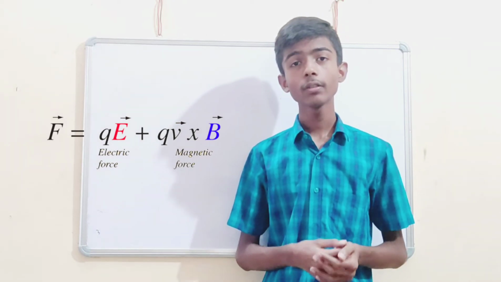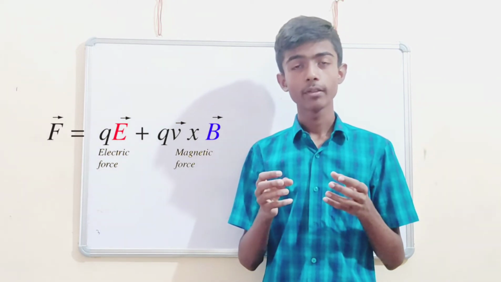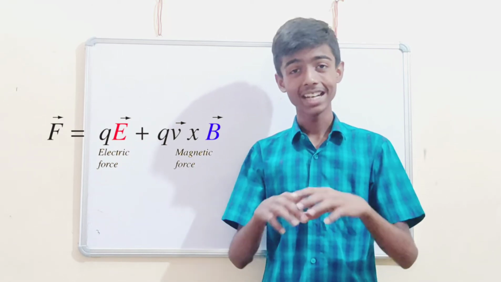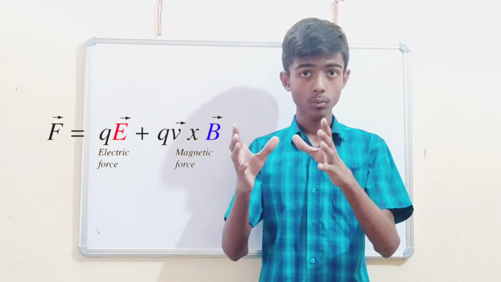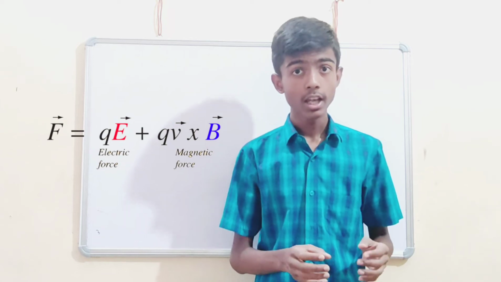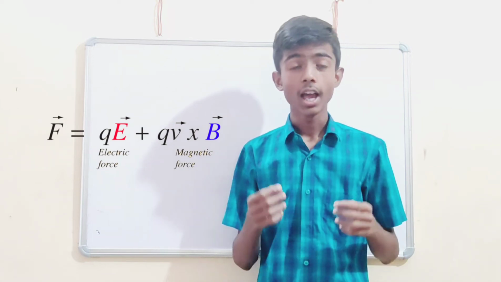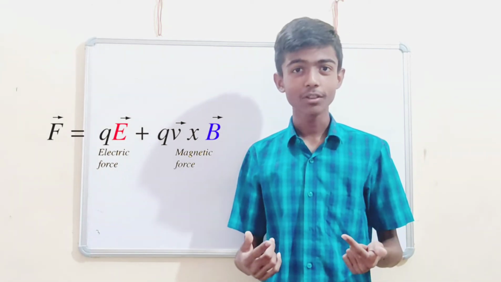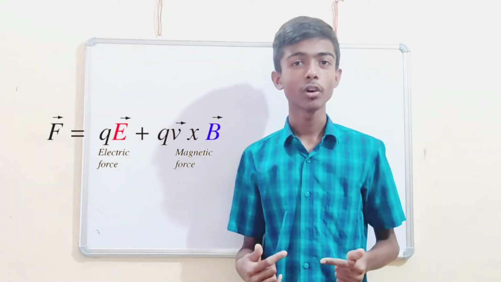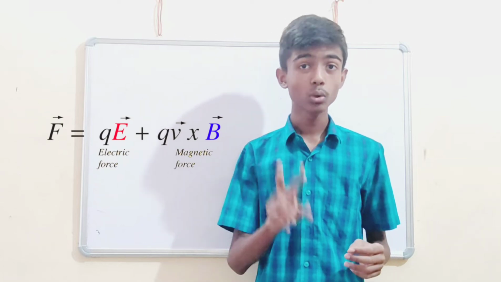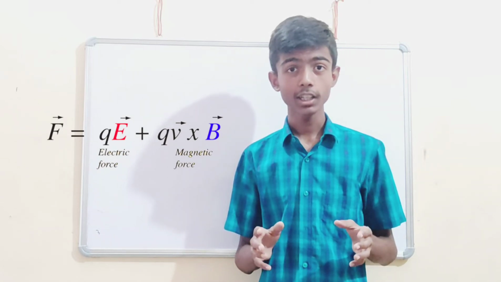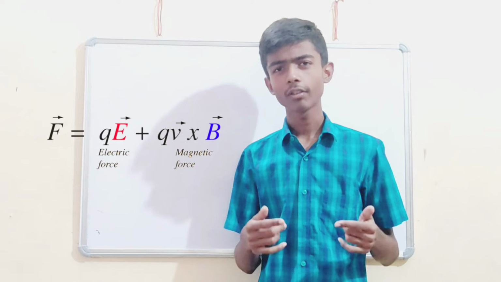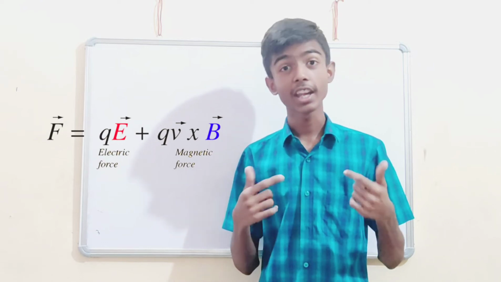It means that if we have a charged particle in an electric field, which is the first part of the equation, there will be a force acting on it. And if we have a charged particle which is moving in a magnetic field, then there will also be a force acting on it. There will be a force in two different ways: if we have a charged particle in an electric field, or if we have a moving charged particle in a magnetic field.